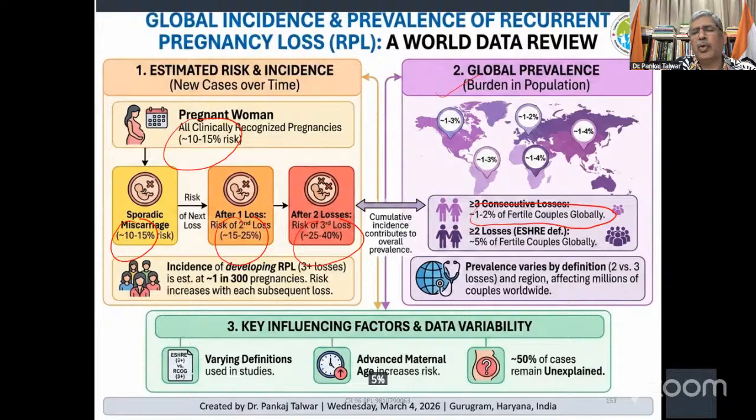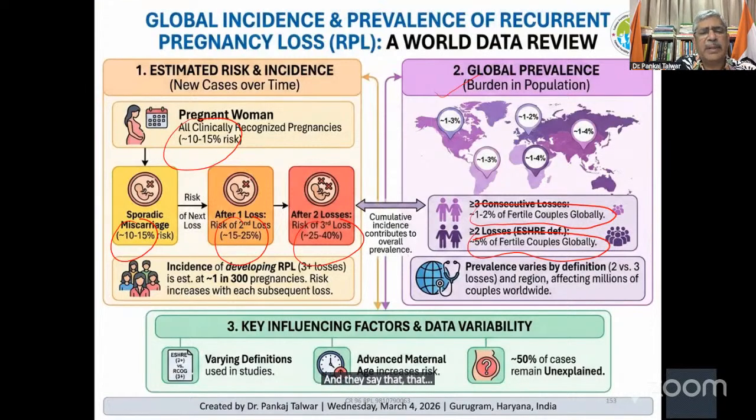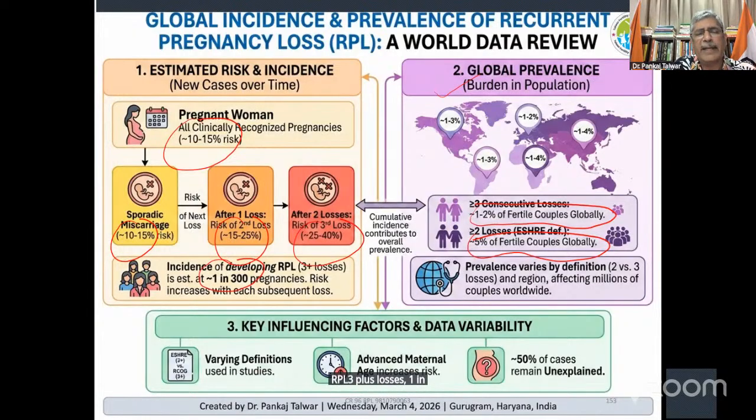5% of more than 2 losses, 5% of fertile couples globally can have RPL. So 1 to 2% to 5%, depending upon 3 or 2 losses, is what they are talking about. And they say that RPL with 3 plus losses is 1 in 300 pregnancies. And every pregnancy will increase the risk. Is this much clear to all of you? Worldwide they have given over here, India, it will be around 4 to 5%. Is it clear to all of you that after one loss, it becomes more? It's increasing with every loss. Is it clear to all of you? Yes, sir. Fantastic.